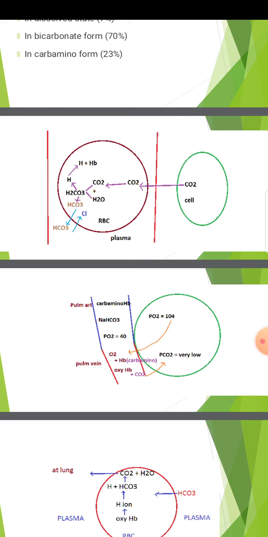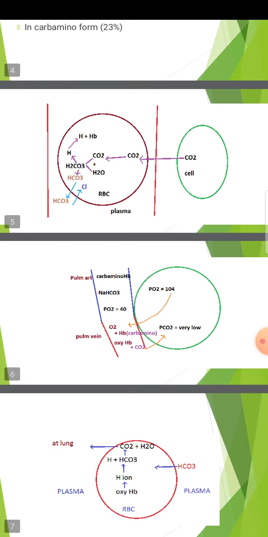The oxygen diffuses from alveoli where the PO2 is 104 to the capillary blood where the PO2 is 40 millimeter mercury. The oxygen enters RBC and converts deoxyhemoglobin to oxyhemoglobin. Now this oxyhemoglobin which is formed has a very low affinity for CO2. So CO2 is released from carbaminohemoglobin which diffuses into the plasma.